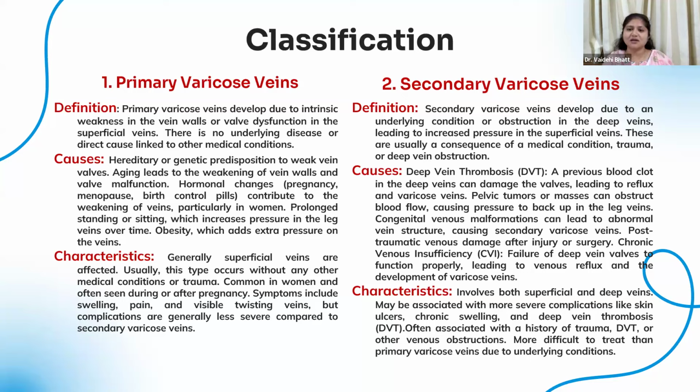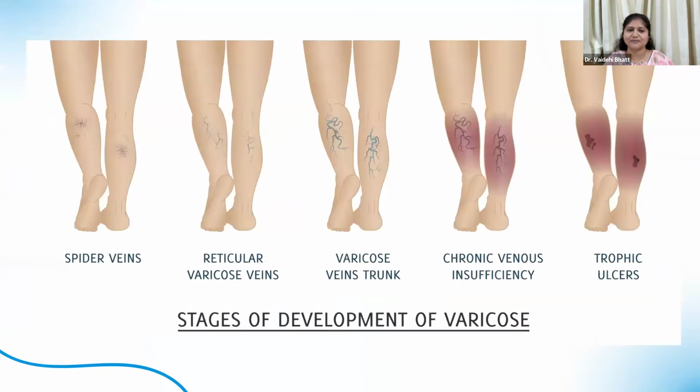Next, in secondary varicose vein, there may be a development of DVT, having a history of trauma and chronic swelling and deep vein thrombosis. And that's why it will lead to the development of complications, deep vein thrombosis and varicose ulcers. So these are the stages of the development of the varicose veins.